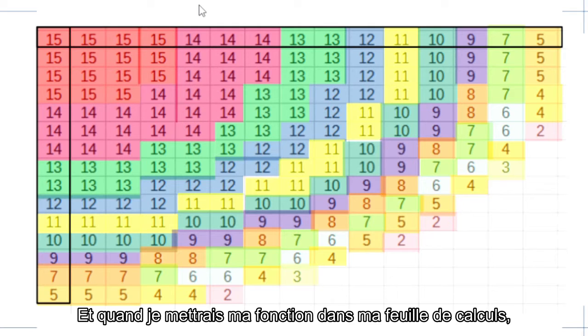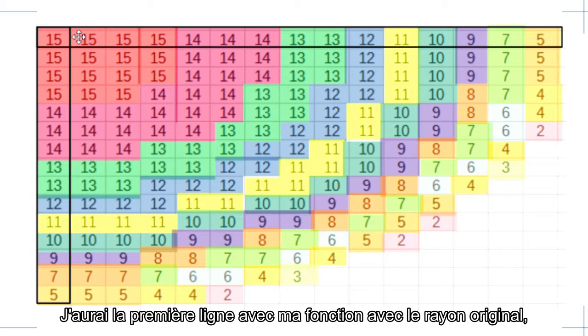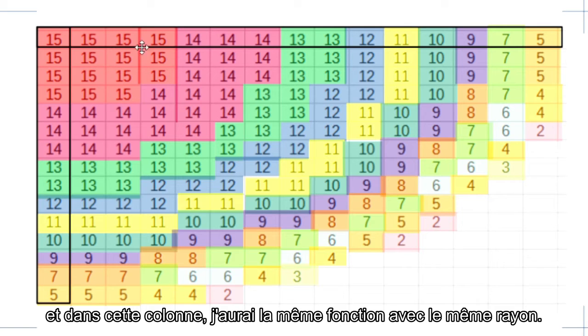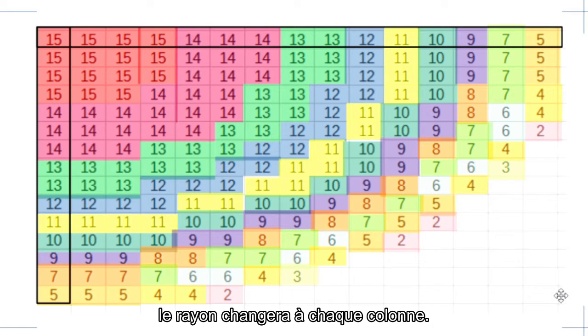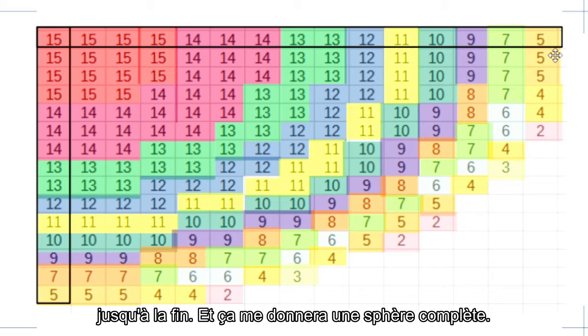And when I put this function in my spreadsheet, basically it will look like this. So I will have a first line with my function with the original radius, the radius of the sphere. And then on this column, I will also have the same function with the same radius of the sphere. And for the rest of the spreadsheet, the radius will change for each column. So this is the first circle, then a second circle, then a third circle, fourth circle, and so forth until the end. And that will give me a complete sphere.